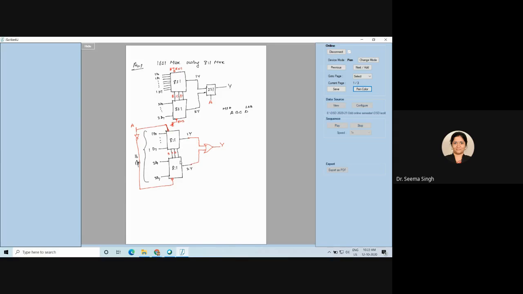Same will happen in the other case, that is 8 to 15. This will be 0, 1Y will become redundant and Y will be equal to 2Y. I hope you are understanding this. Okay, so I will write here, for your reference, if you require: for the 0 to 7 case, Y will be equal to 1Y. For the 8 to 15 case, Y will be equal to 2Y.